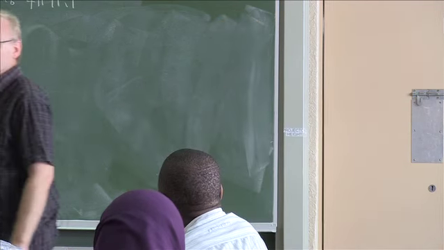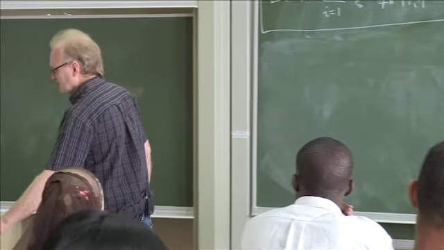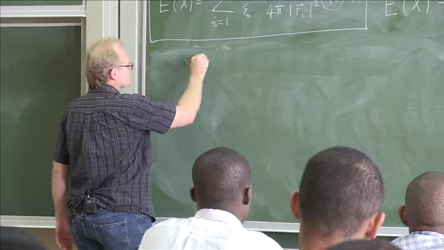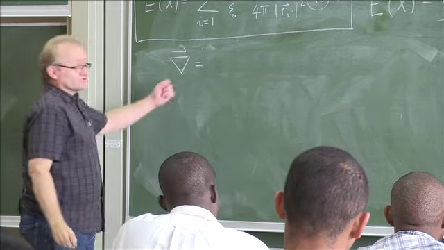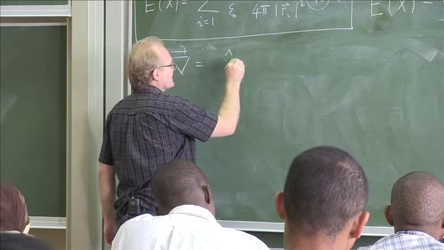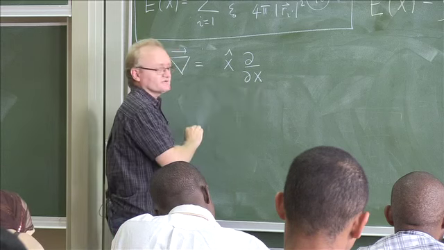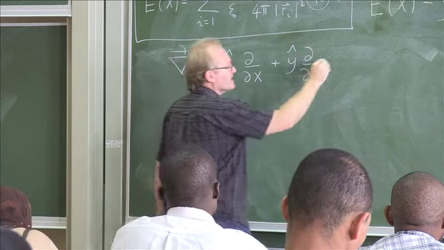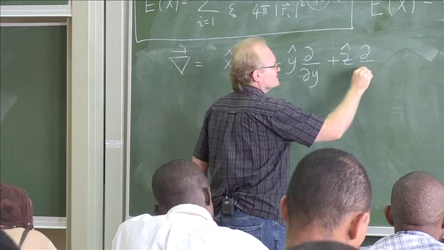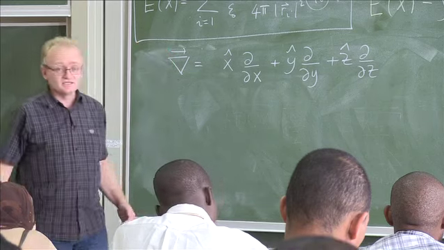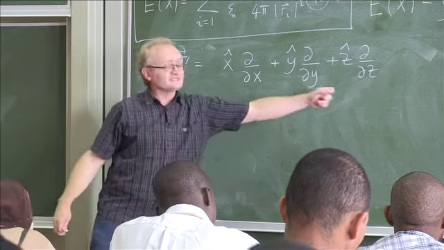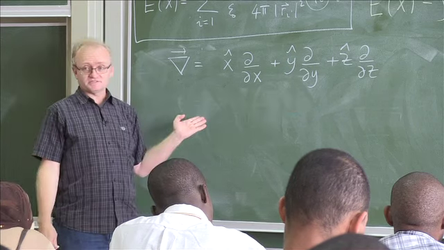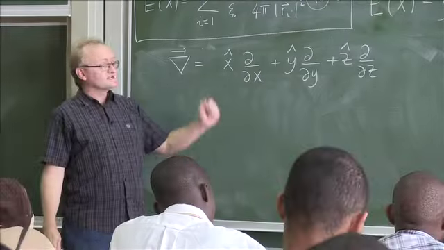To do that, we're going to need a little bit of mathematics. So the math that we will need, we're going to start studying this operator. It's called Nabla. It is x hat, then a partial derivative with respect to x, plus y hat, a partial derivative with respect to y, plus z hat, and a partial derivative with respect to z. It is a vector. It's got an x hat, a y hat, and a z hat component. But at the same time, it's also an operator. It acts by differentiating functions. So it's both a vector and an operator.